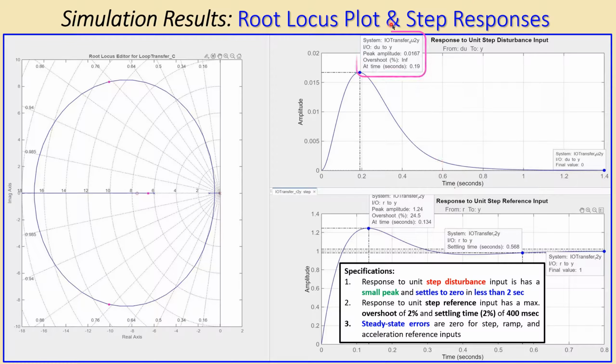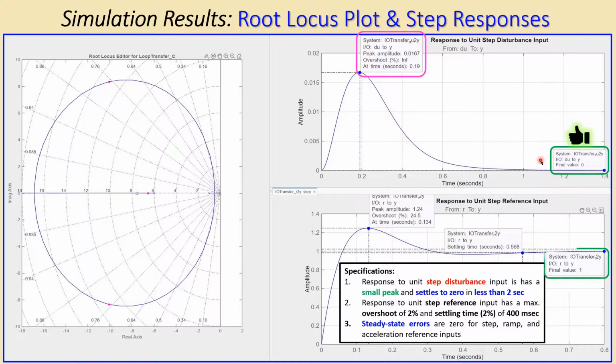You can see from here that this is the amplitude, which is 0.017, which is quite small if you just look at the input as 1. And it also approaches 0 rapidly, in this case in approximately 1.4 or maybe 1.2 seconds already. So that's fine according to specifications.